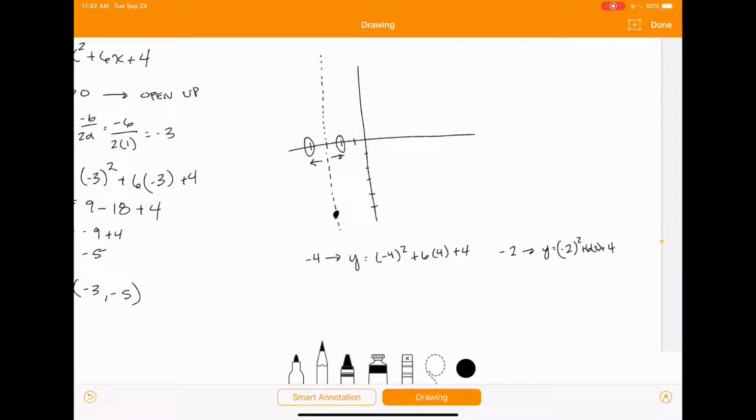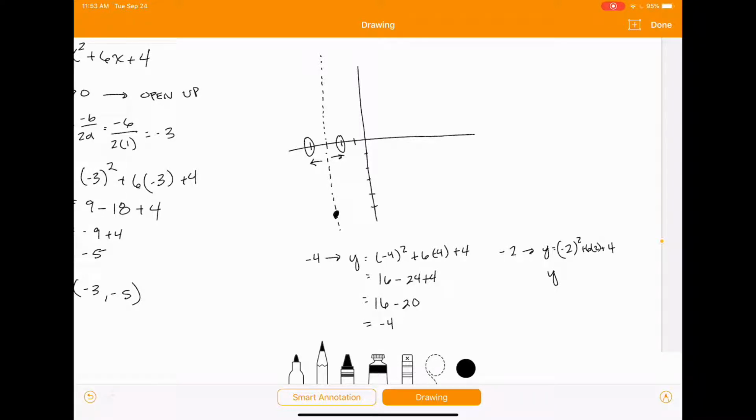All right, and then you just solve these. So 16 plus 6, oops, that's a -4. So that should be minus 24 plus 4. So that's going to be equal to 16 minus 20 equals -4.